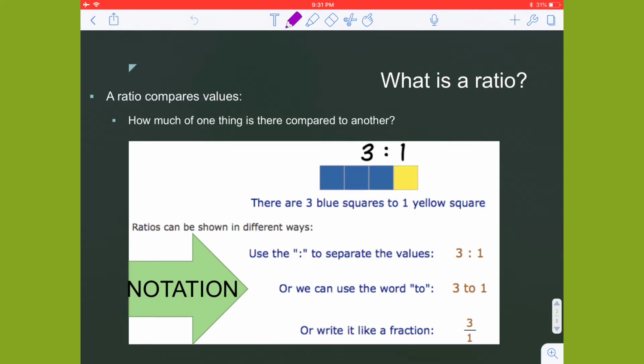So I have these 4 boxes, and I've shaded 3 blue and 1 yellow to show you that I have 3 blue squares to 1 yellow square. But maybe I want to use more mathematical notation, and I'm going to use a colon, 3 to 1. If I actually want to write that in the way that I say it in English, I would say 3 and then the word "to", 1. Or I can even write it as a fraction, 3 over 1. So all of these are appropriate ways to represent having a ratio.